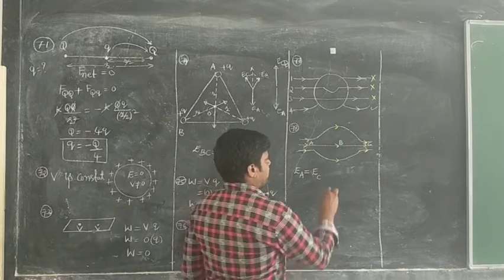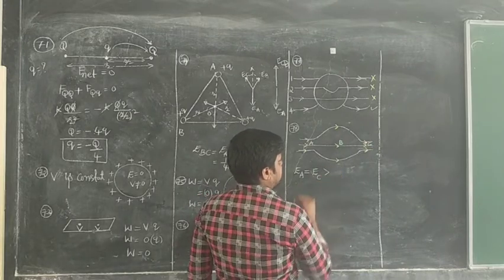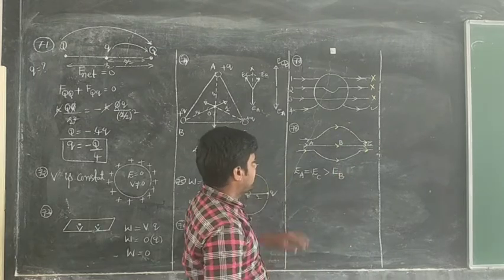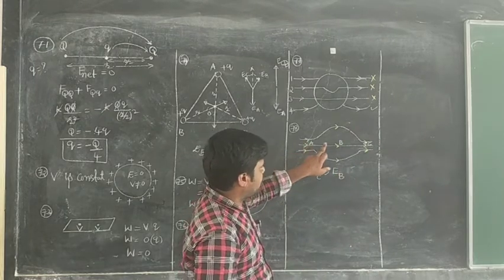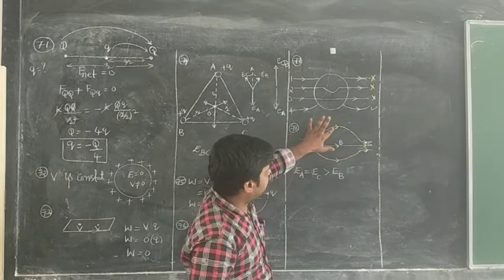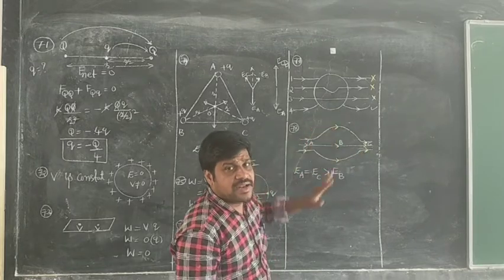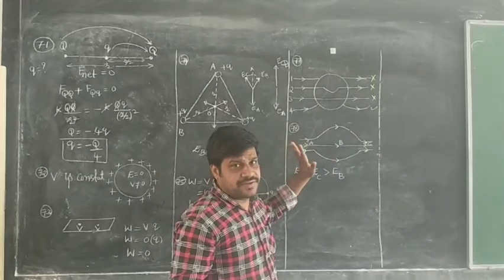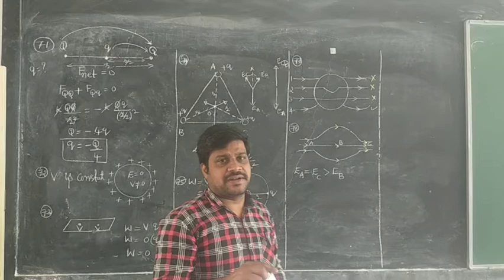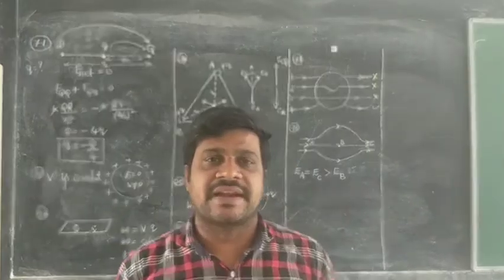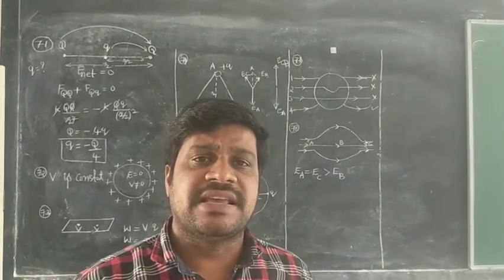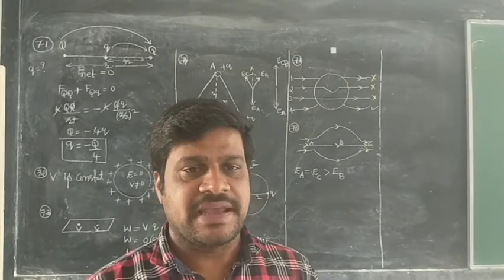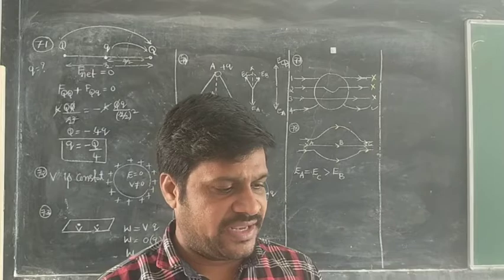Now compare to these 2 points. The electric field at B is smaller. So the electric field at A is greater, at C is also greater. But at point B, the electric field lines are wider, because of that the electric field is small. So which option is correct for this one? EA equal to EC is greater than EB. So the third option, C. Option C is correct for 78.